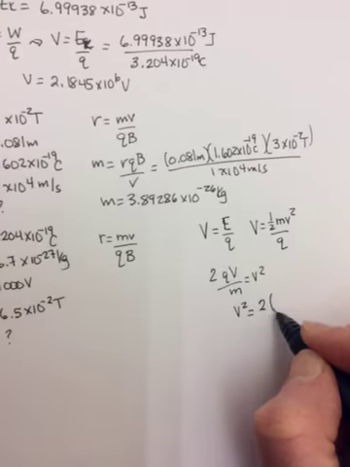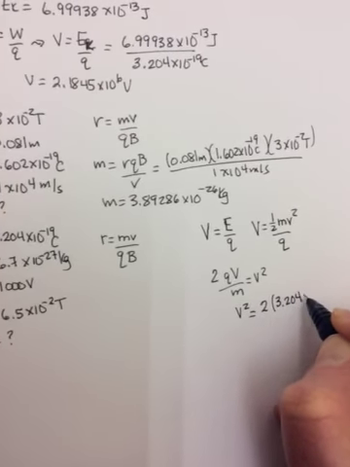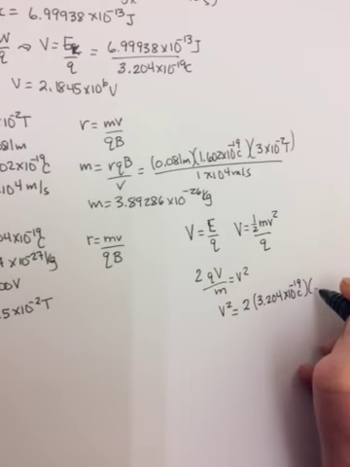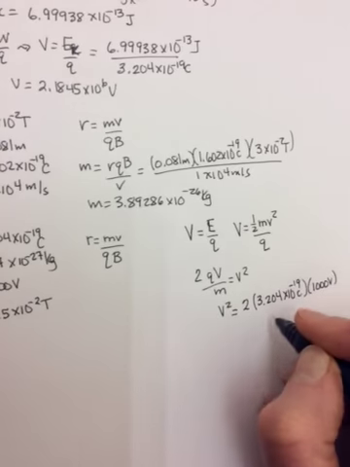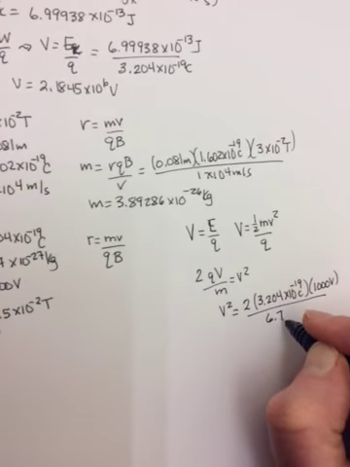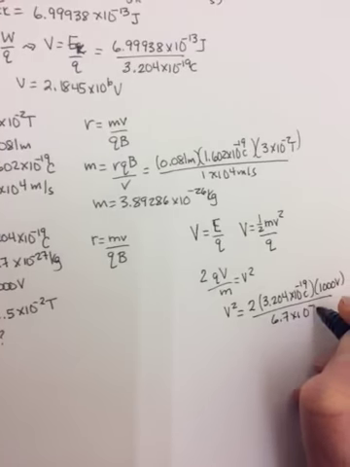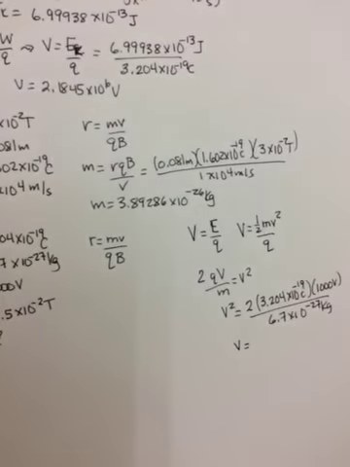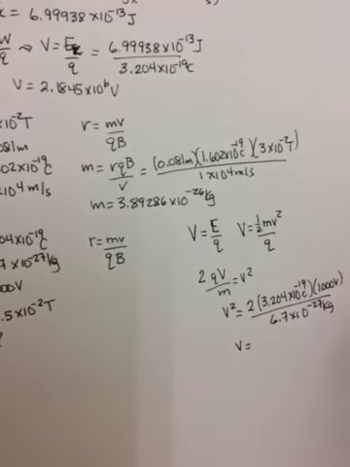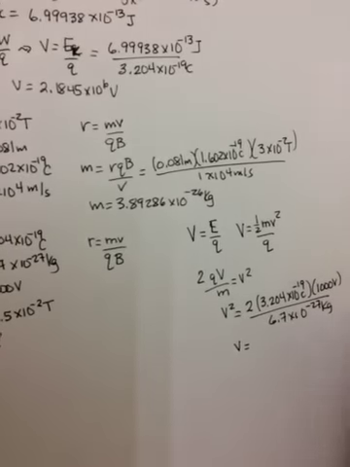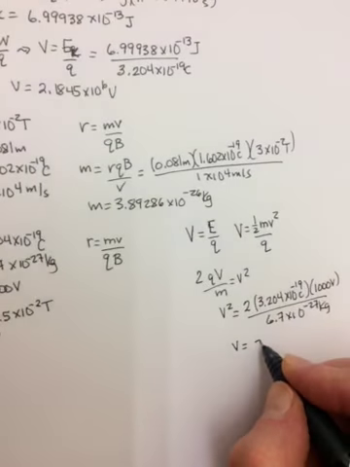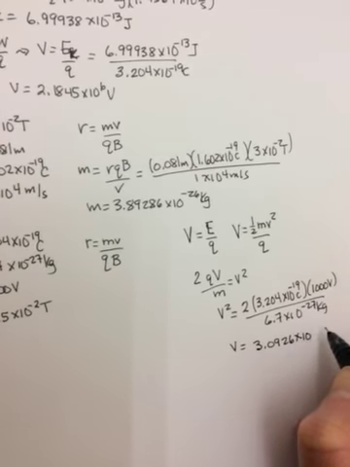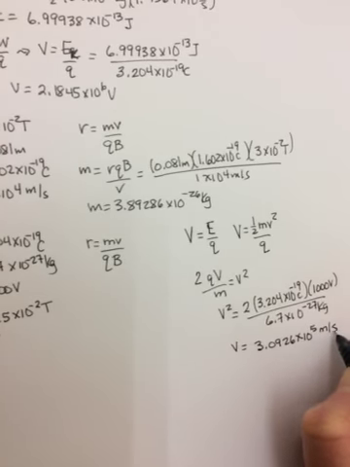So v speed squared will be 2 times our q, which was 3.204 times 10 to the negative 19 coulombs, times our voltage, our potential difference, which was 1,000 volts, divided by our mass, which was 6.7 times 10 to the negative 27 kilograms. Remember, that's going to be velocity or speed squared. You then need to take the square root of it, and when you do, you should get a speed of 3.0926, and then a couple other zeros and a 7, times 10 to the 5th meters per second.